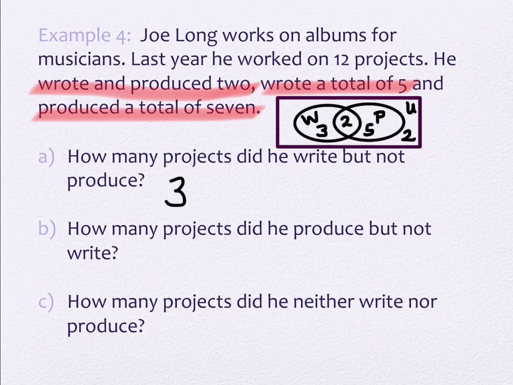Exactly. How many projects did he produce but not write? 5. It's the outer P region. And how many projects did he neither write nor produce? 2. See how easy the questions are after you get the diagram. And I will grade your answers based on your diagram. So if you make an error in your diagram, just make sure your diagram is what you're using to support your answer choices.